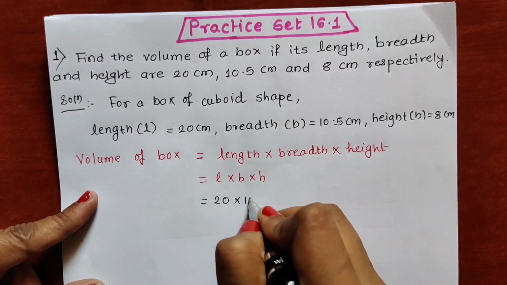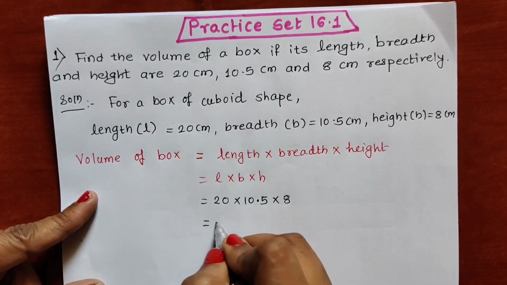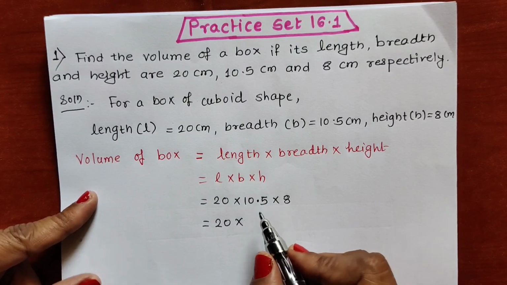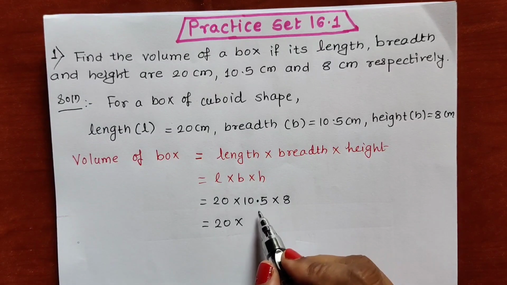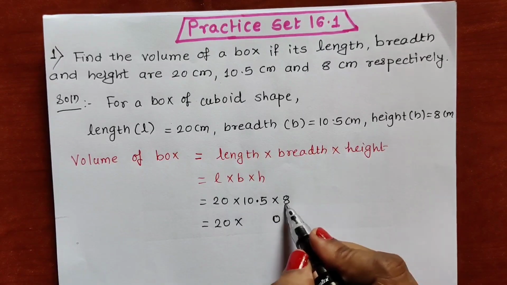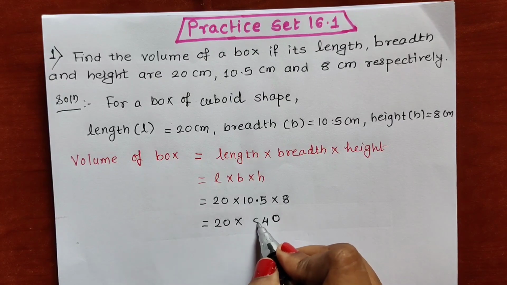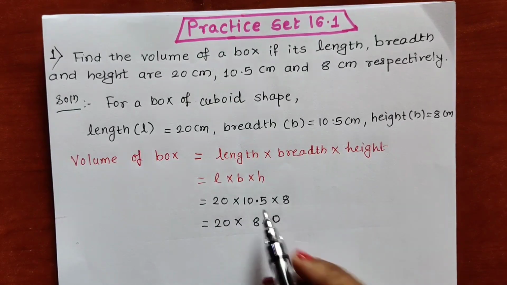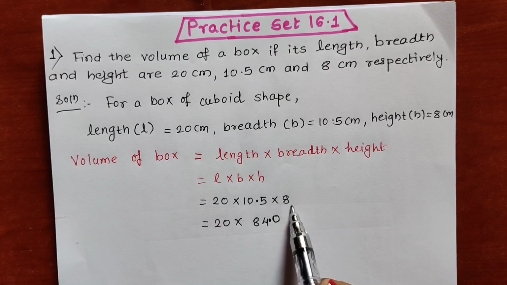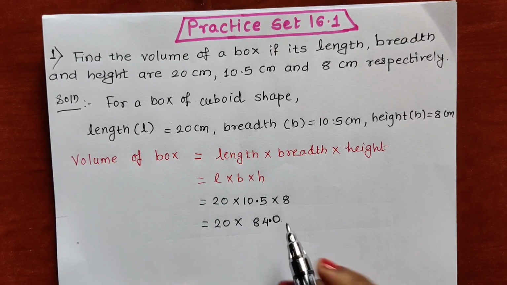20 into 10.5 into 8. 20 into 8 multiplied by 10.5, we will do this sum orally. 8 5s are 40, 0 written, 4 carrying. 8 zeros are 0 plus 4 is 4 and 8 ones are 8. So 84.0, because this number is having one digit after decimal point. This number doesn't have any decimal point, so the answer should have one digit after decimal point. So we are getting 84.